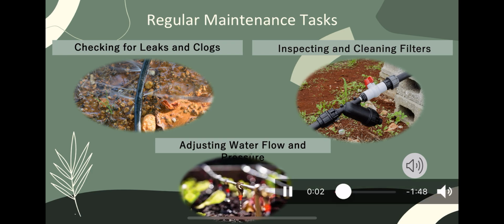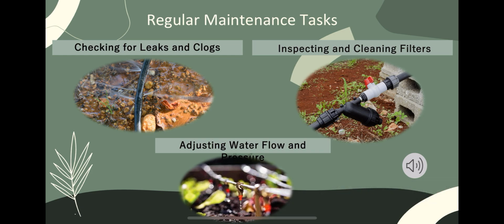regular maintenance task for drip irrigation. You need to keep your drip irrigation systems in excellent condition. It's important to perform regular maintenance tasks, and here are some practices you should incorporate into your maintenance routine. So, number one, checking for leaks and clogs.